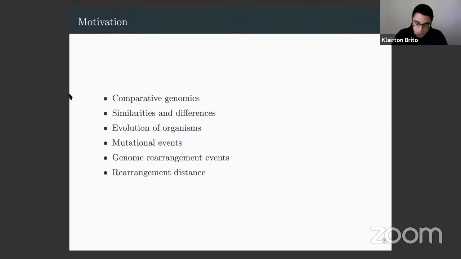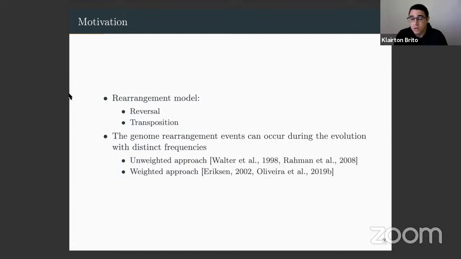And in order to transform a genome into another, first we need to determine a rearrangement model, which is a set of rearrangement events allowed to transform a genome into another. And in this work, we consider the reversal and the transposition events. And during the process of the evolution, we know that the rearrangement events can occur with distinct frequencies. And in the literature, we can find different approaches. And the main 2 are the unweighted approach, and in this case, we assume that the rearrangement events can occur with the same frequency, and the weighted approach.